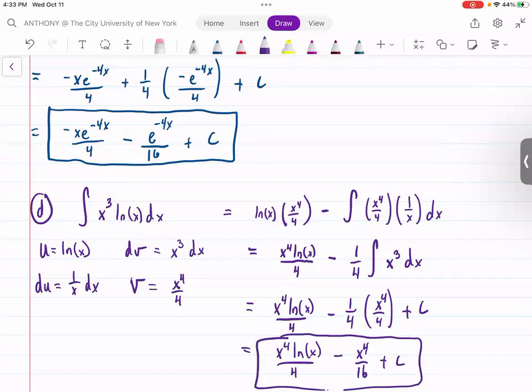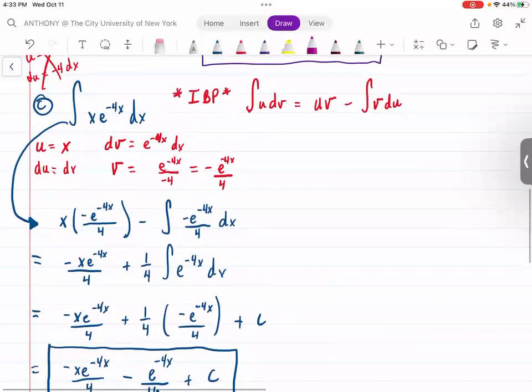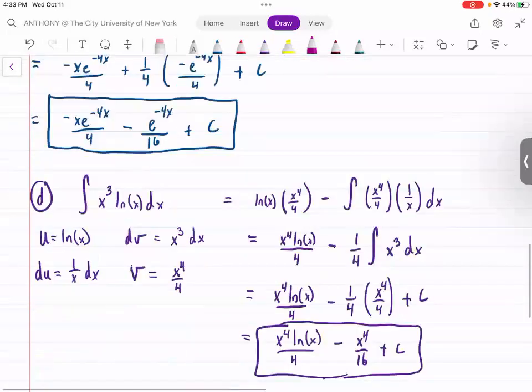Somebody had a question. You can ask your question now. Because it's integration by parts, you're doing v times du, so you're multiplying x to the fourth over 4 by 1 over x dx. Yes. Integration by parts, right? The formula states that if you have the integral of u dv, it's equal to u times v minus the integral of v times du. Okay?